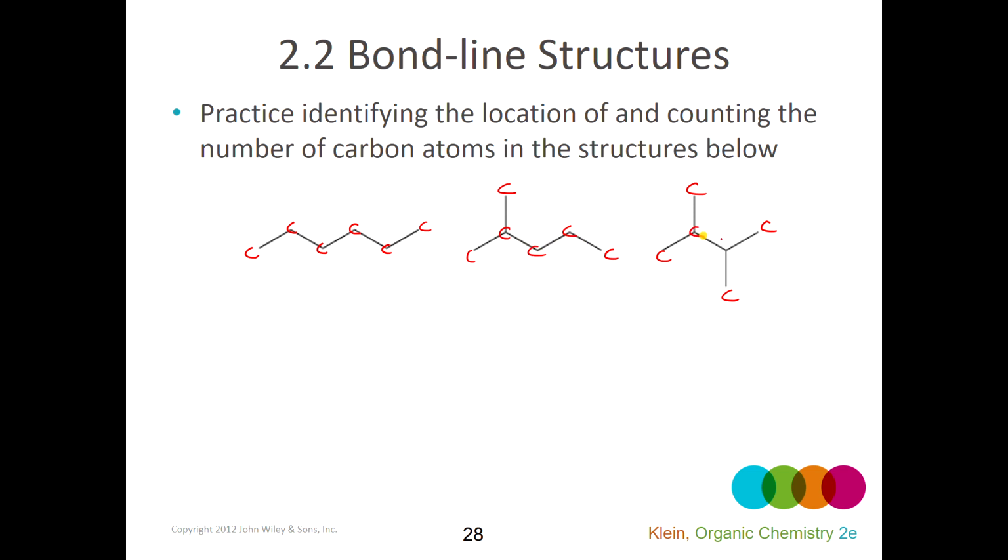So when you see a bond line representation, in the beginning it might be a good idea to draw the carbons in there and maybe even number them. But as you get more and more practice, your mind will just start to see the carbons in those positions. You'll know that they're there, and you'll be able to count them and number them without actually drawing the atom carbon on those points in space.